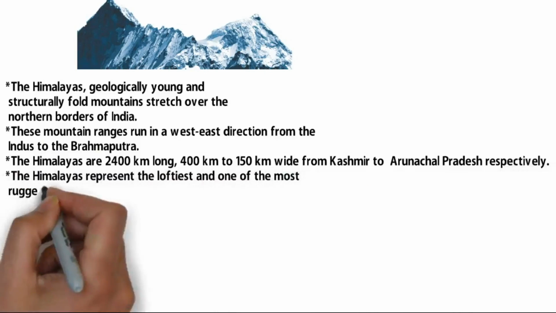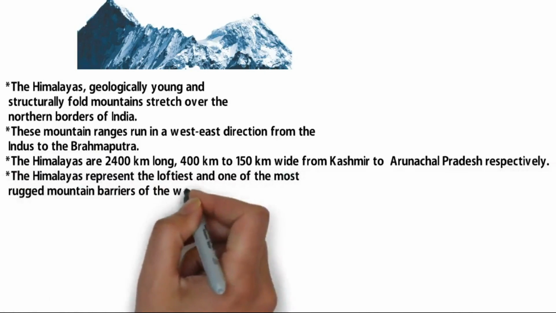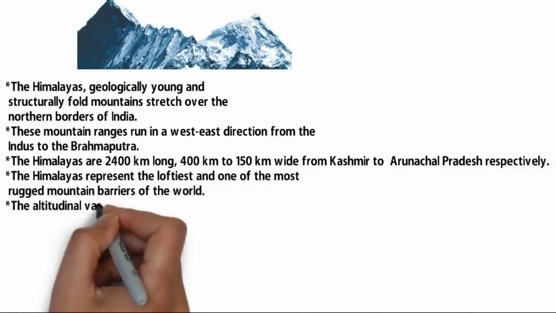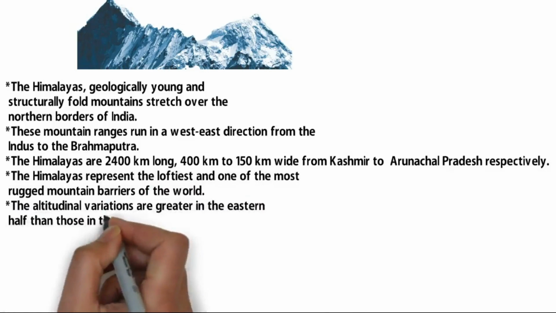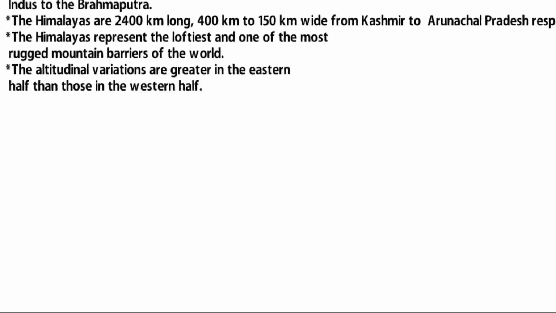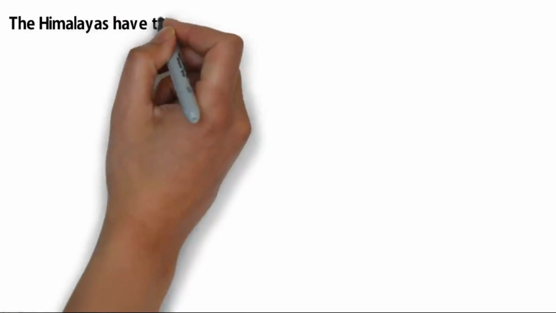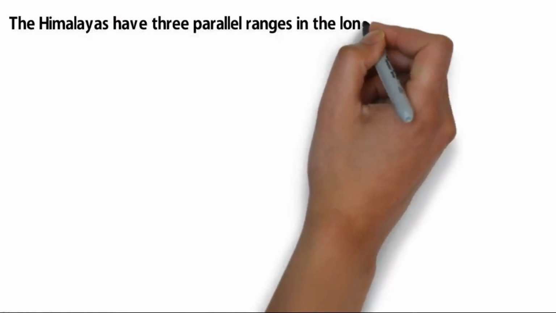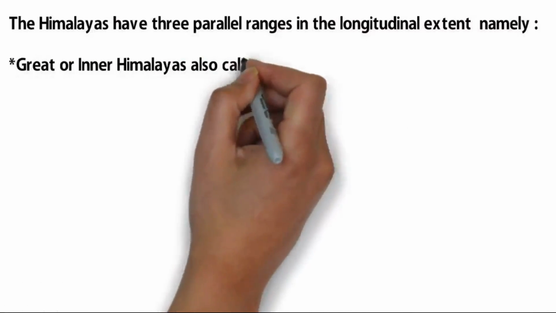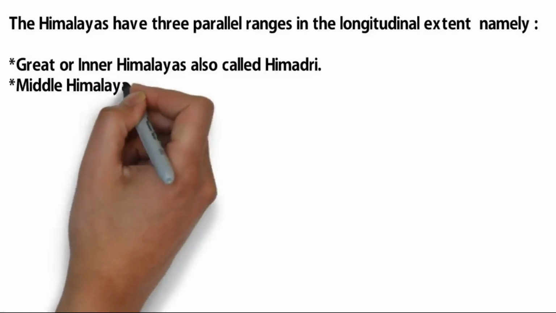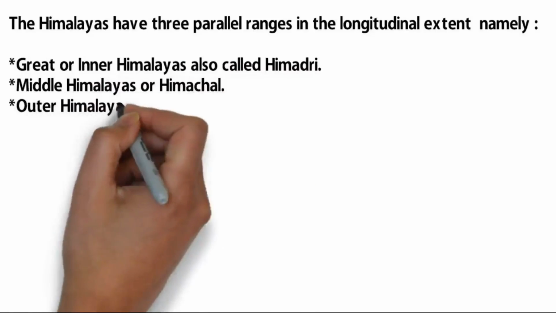The Himalayas represent the loftiest and one of the most rugged mountain barriers of the world. The altitudinal variations are greater in the eastern half than those in the western half. The Himalayas have three parallel ranges in the longitudinal extent, namely Great or Inner Himalayas, also called Himadri; Middle Himalayas or Himachal; Outer Himalayas or Shiwaliks.